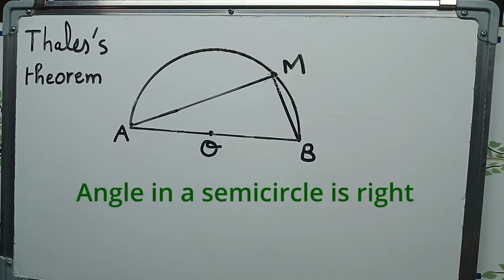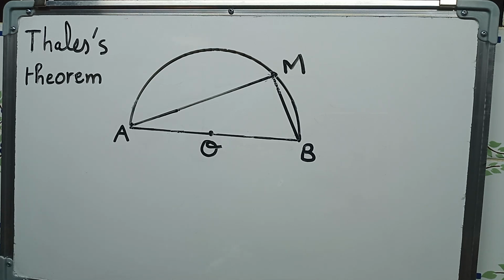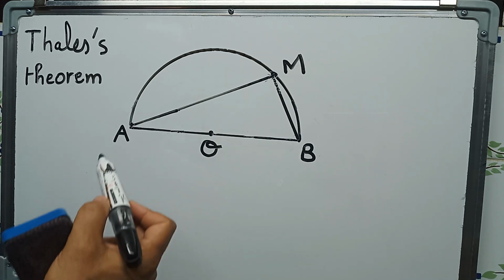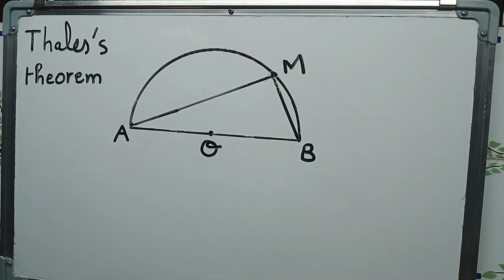In this work, we will prove Thales' theorem, which says that wherever you choose a point M on a semicircle like this, having AB as diameter, this triangle will be right at the point M. So how will we prove it?